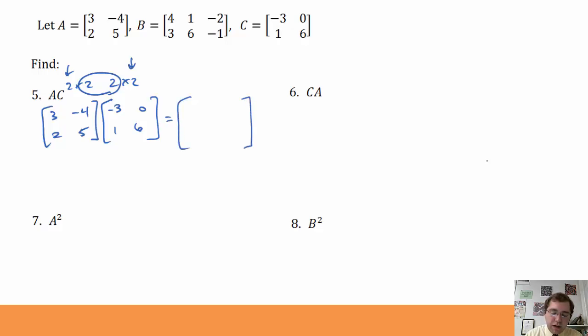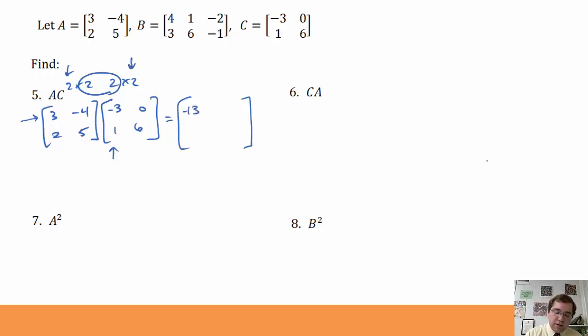Alright. In this 2 by 2, let's start with the top left corner, which is in the first row, first column. So I'll multiply the first row of the first matrix by the first column of the second matrix. That means I start with 3 times negative 3 plus negative 4 times 1. That's negative 9 plus negative 4, which is negative 13.